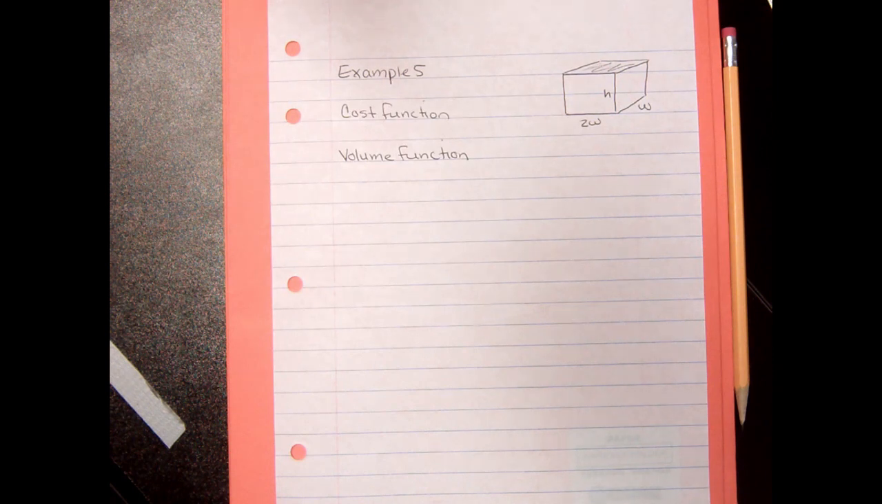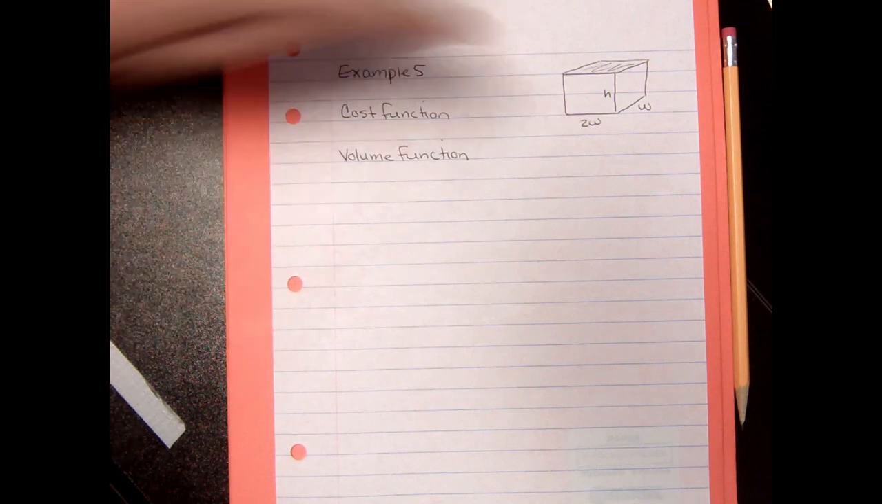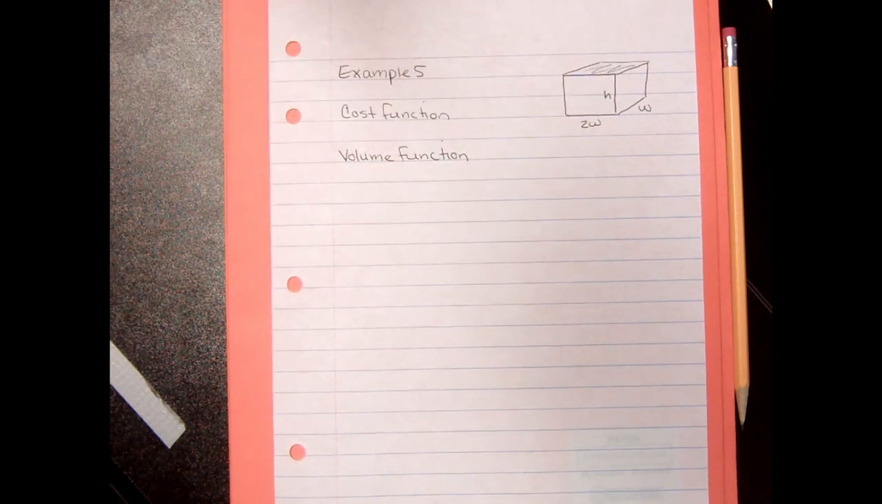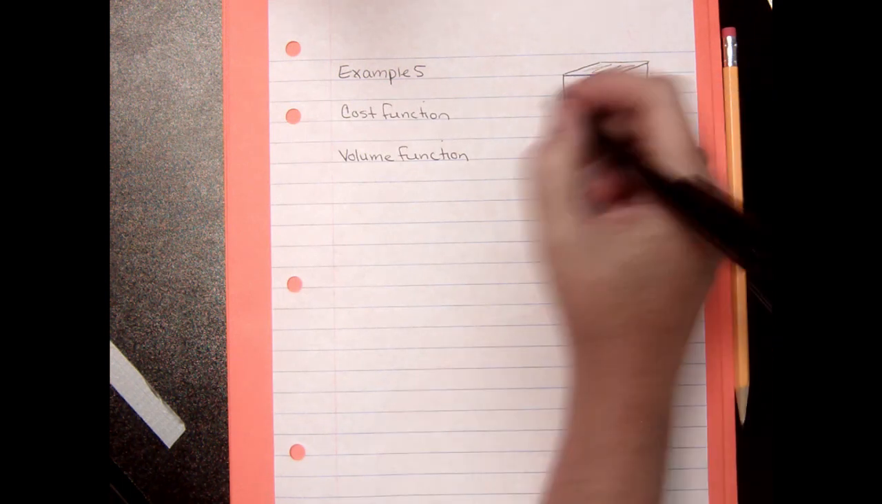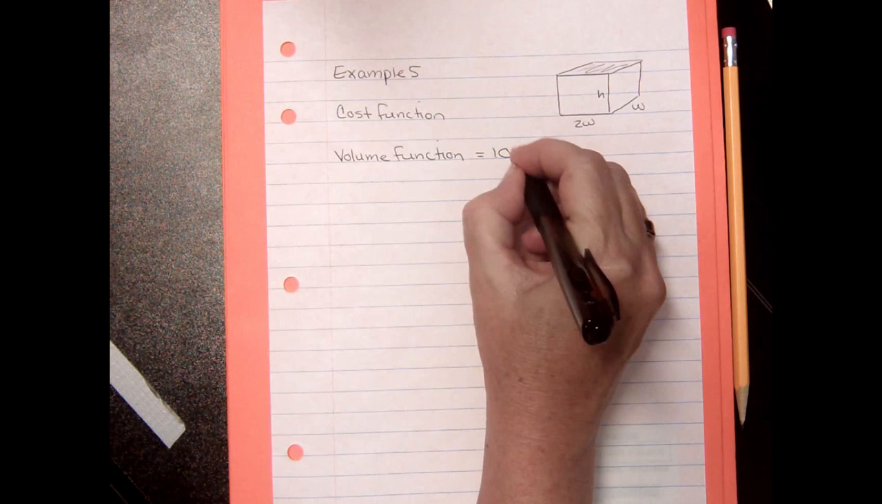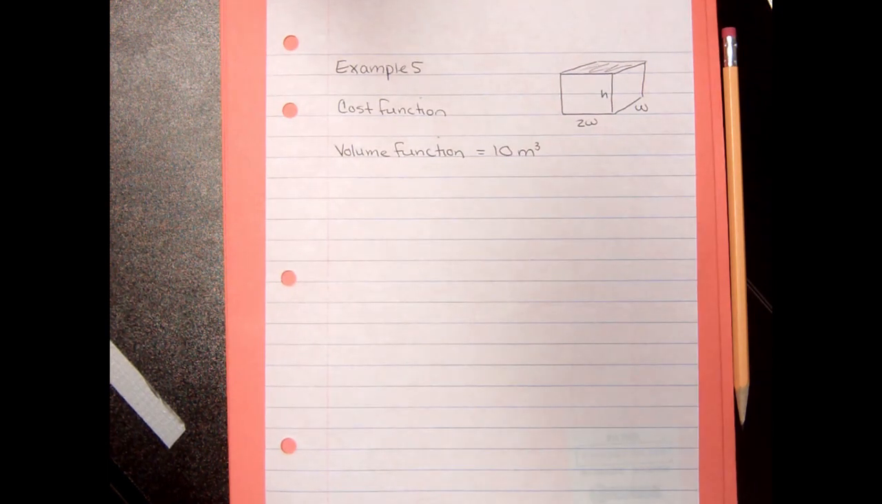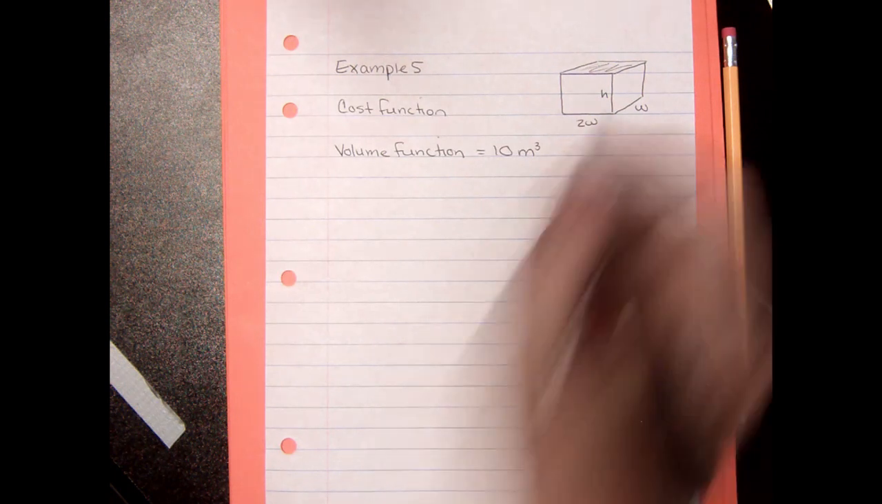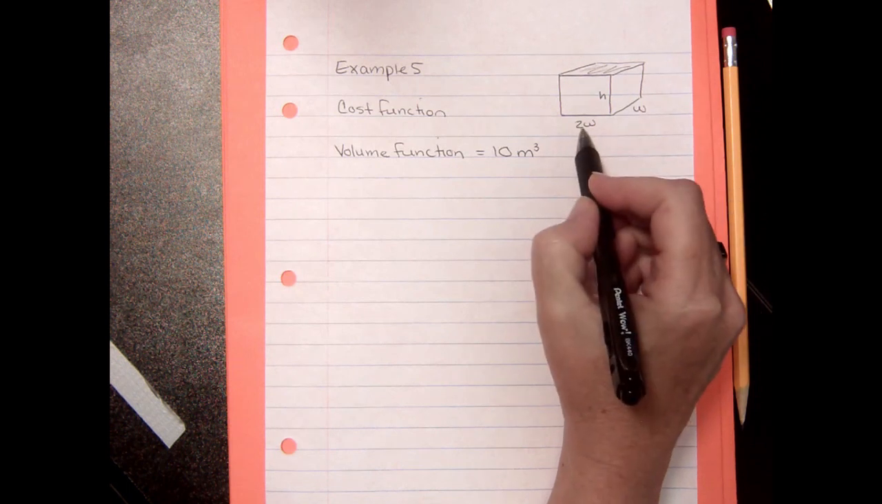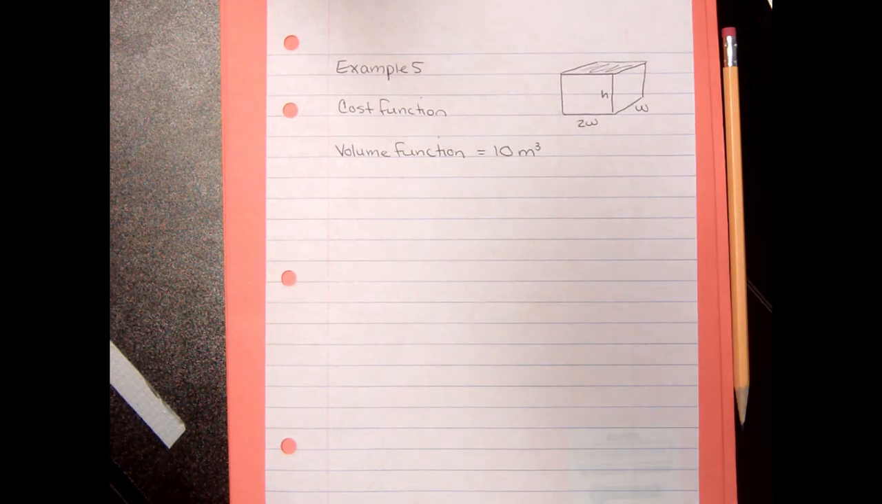Example 5 says we have a rectangular storage container with an open top, so we don't have any top on it. It has a volume of 10 cubic meters, so it gives us the volume. 10 cubic meters. The length of the base is twice the width. So if I have my width here, make that W, the length is twice the width. I know my drawing may not look like it, but like I told you, I'm not an artist. And we'll just say H is going to be the height. So we have no idea what the height will be.